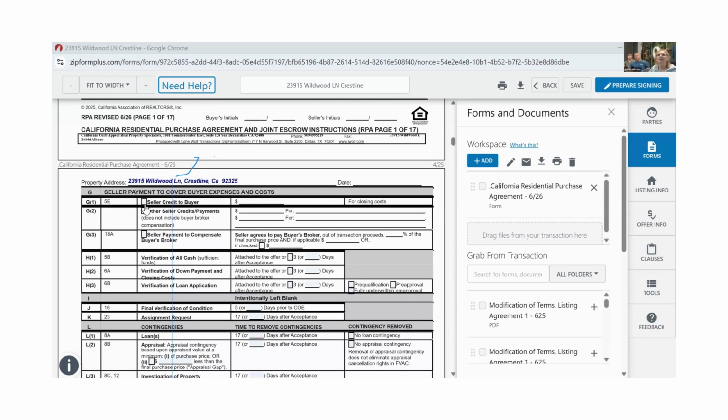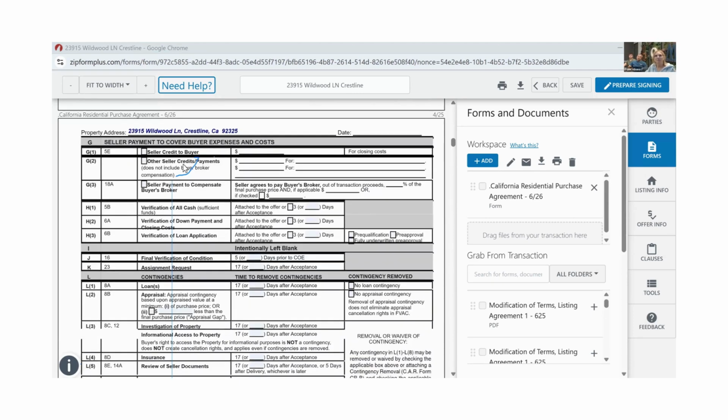If the buyer needs a bit of a credit from the seller to close, or for down payment, they cannot use this because this is for closing costs only. You would put the amount right here and you check this box. Other seller credits, payments, does not include buyer broker compensation.